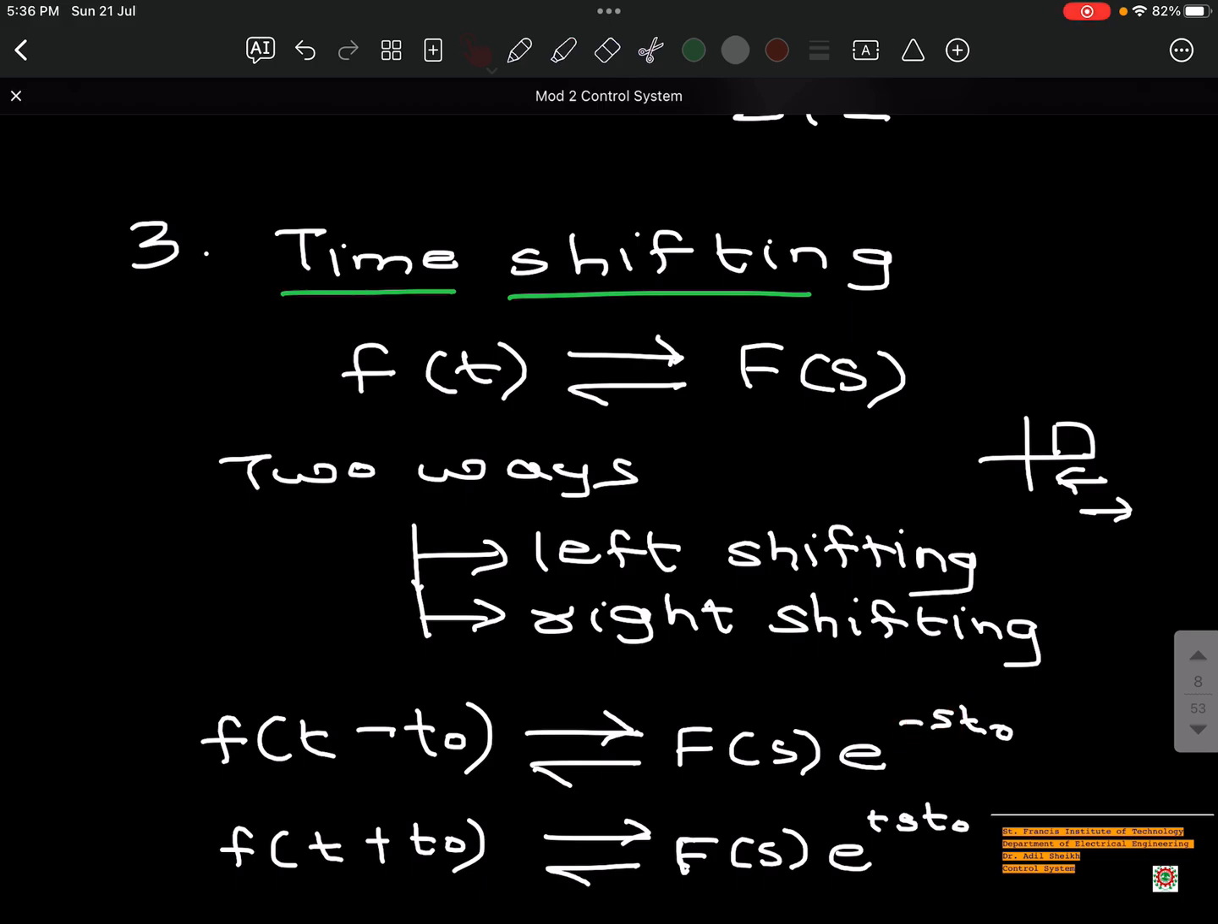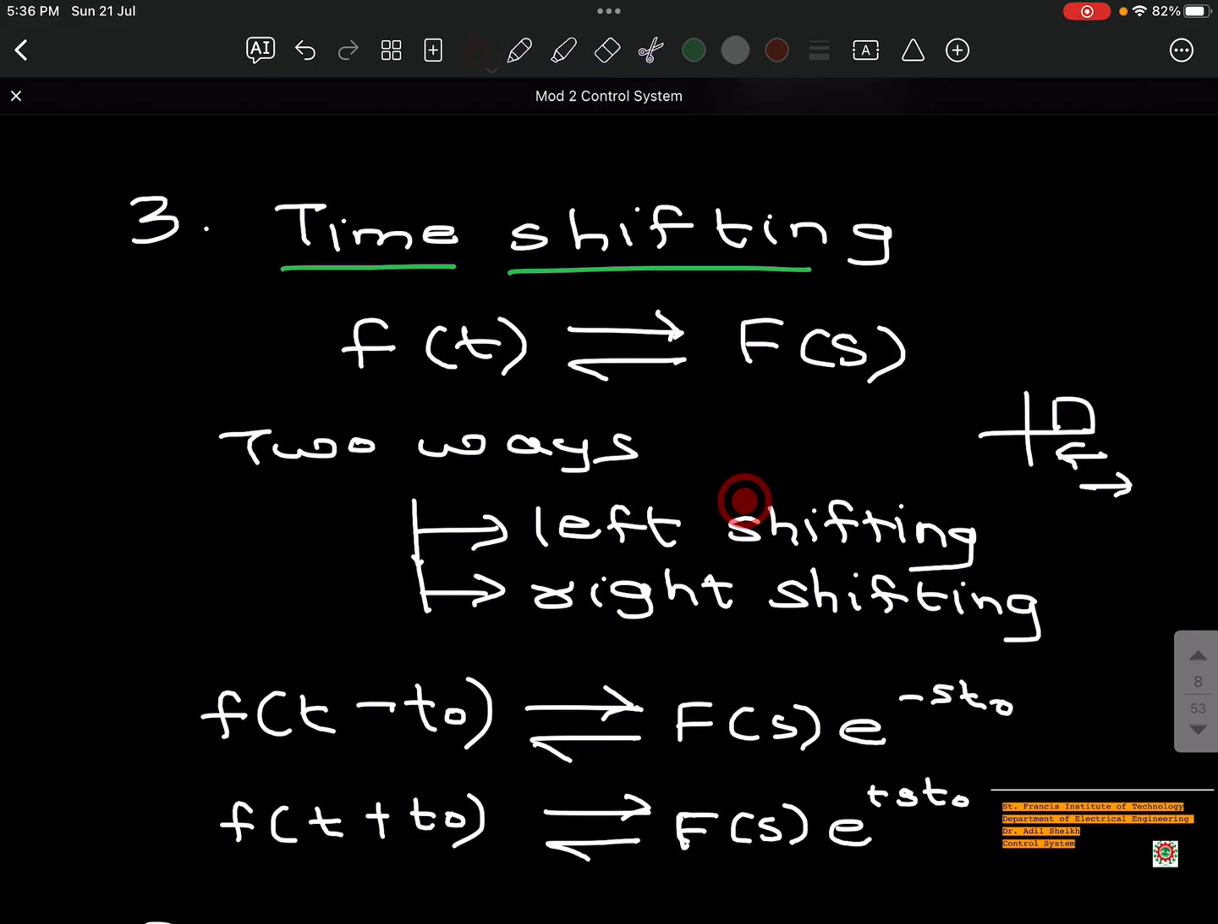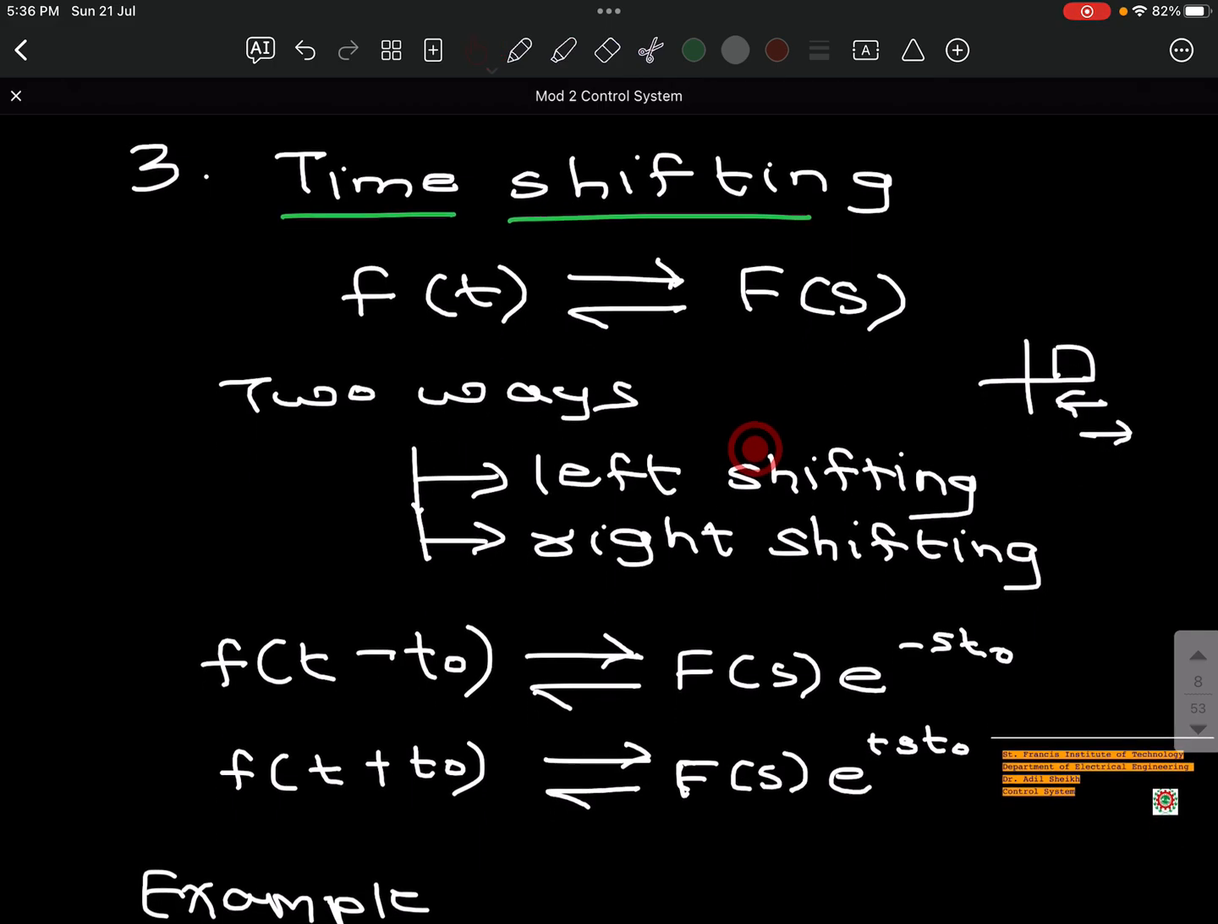Similarly, when we talk about f of t plus t0, which is the left shifting property, its Laplace transform will be equal to F of s into e raised to plus s t0.